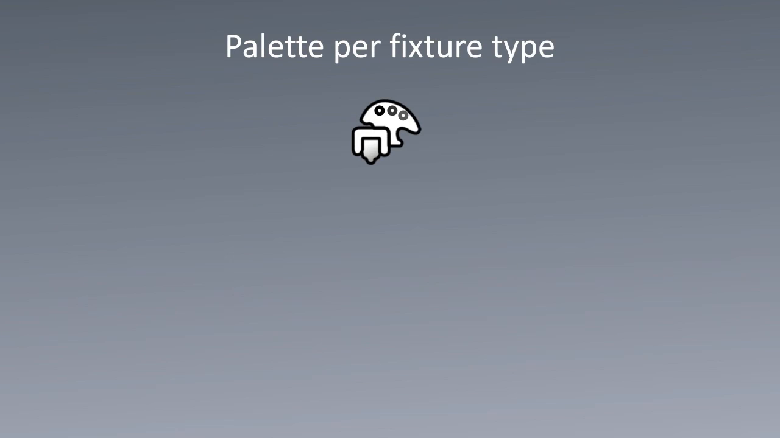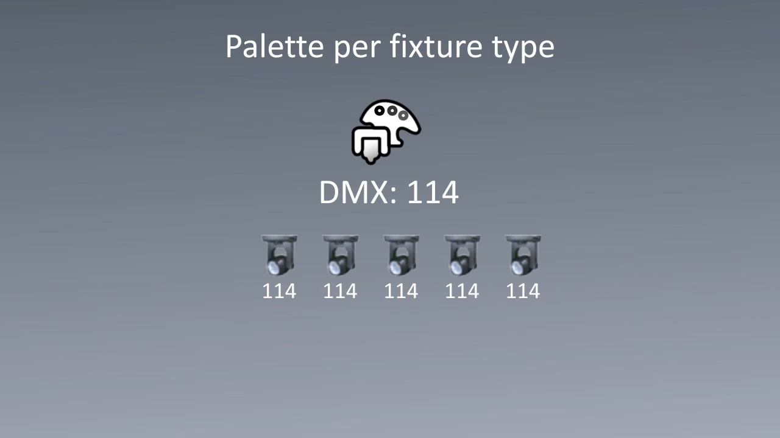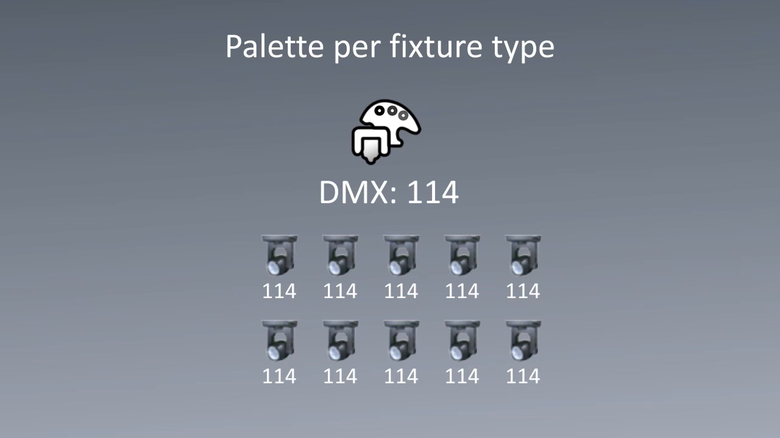Now let's look at the palette per fixture type. This palette type will save a value onto the fixture type. Each fixture will have the same value, but using this palette we can add more fixtures in the future without the need to edit the palette. This palette type is useful for matching colours and gobos.